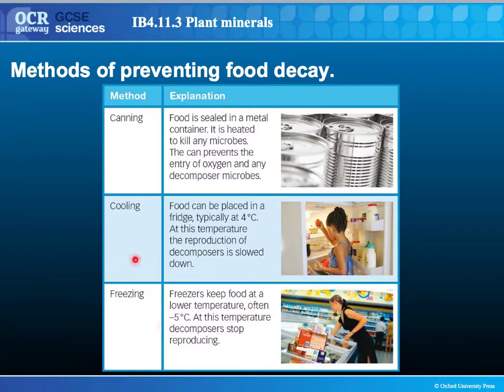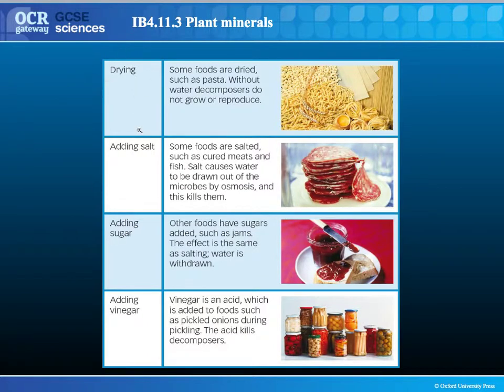Freezing has a similar principle, where the food is kept at a lower temperature, about -5, and at this temperature it doesn't just slow down reproduction, it stops it altogether. Food can be dried, such as pastas, so without water decomposers will not be able to grow and reproduce.